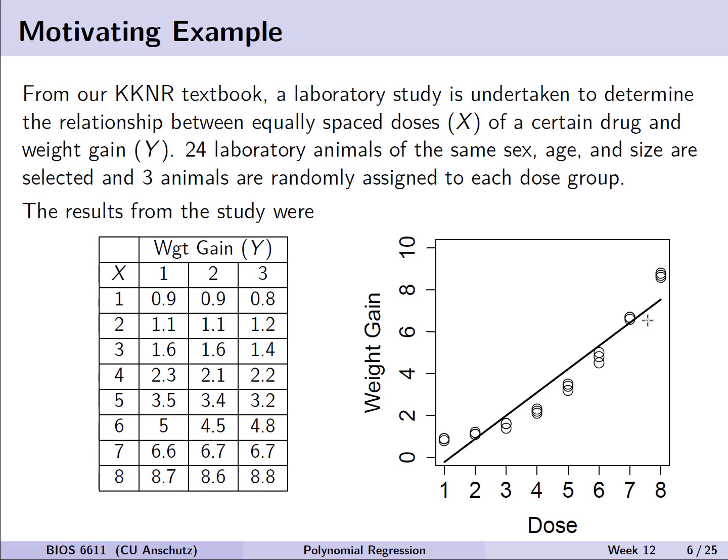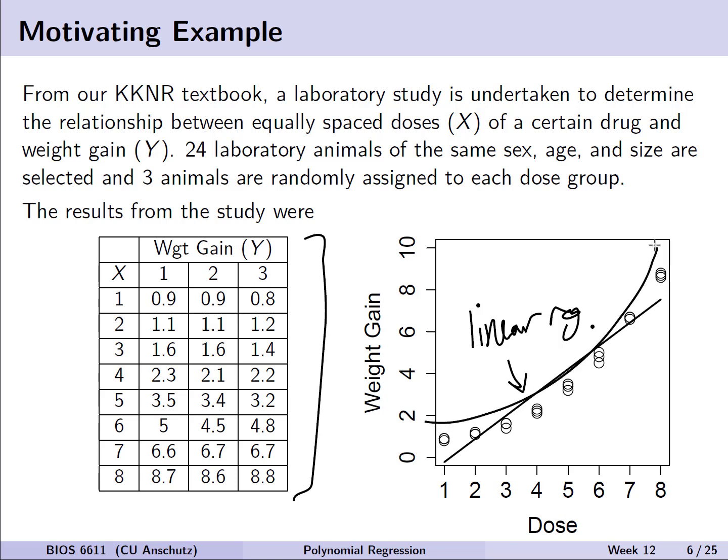The results from the study are summarized here in the table below, where we see that each dose level 1 through 8 has those 3 measurements from our 3 different animals. We can also see the relationship of weight gain over here at the right hand side, and we see that we have our linear regression fit here drawn on that figure right now. And from first glance, we might say it's not a terrible fit, but it does seem like there's some other relationship going on here, potentially something more polynomial in nature that the linear regression is not quite addressing.